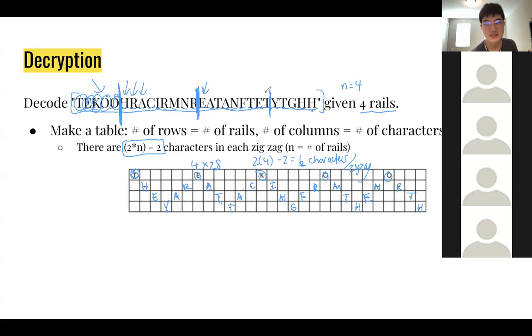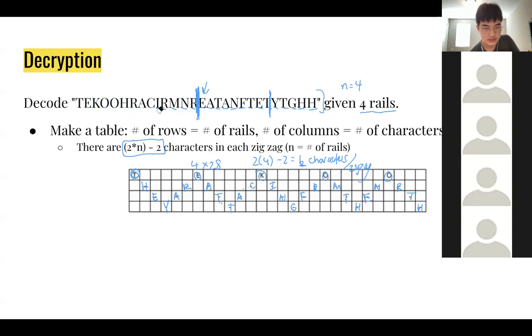So if anybody can just type in chat what they think it is. And it is kind of like a patristocrat in that you don't have the spaces given to you. So you do have to use some context clues sometimes to figure out what the message is. Yeah, so it's they are attacking from the north.